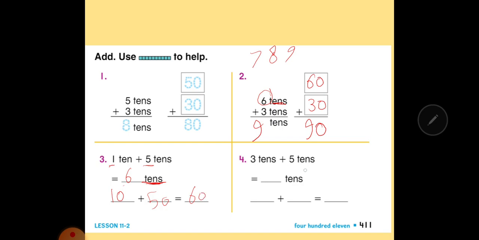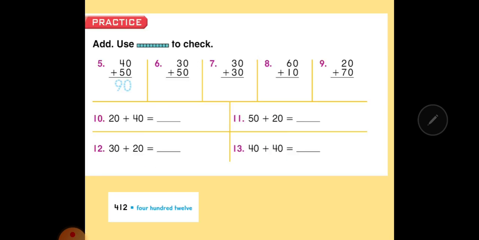3 tens and 5 tens, the same. Circle 5, count after 5: 6, 7, 8. So the answer is 8 tens. Okay? Write them with numbers. Remove the word tens. It will be 30 plus 50 equals 80. It's very easy. Go to the next page. What will it be? 411. What comes after 411? 412. Amazing. Can you do it by yourself?